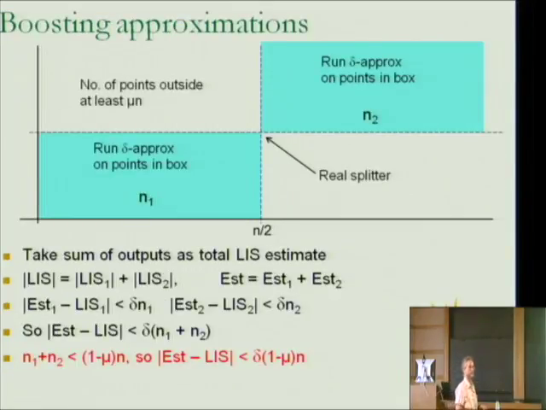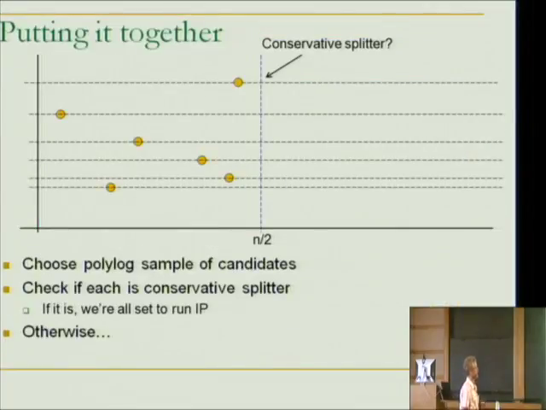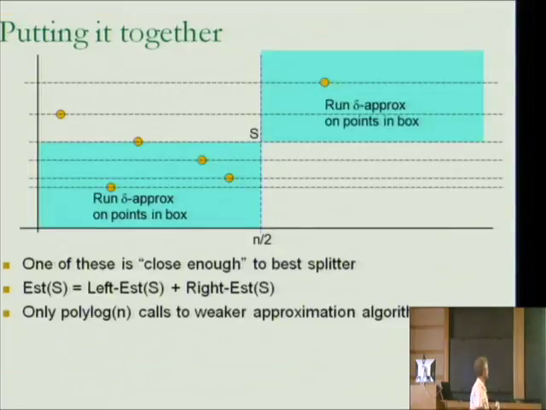so this is if we knew the real splitter. But we don't know the real splitter, but we can just guess it, meaning we take a polylog and sample candidates for splitters, and for each one of them we do this. Now, notice that you check if each is a conservative splitter. If any one of those is a conservative splitter, we're done. We can proceed with the first idea, and otherwise, one of these is close enough to the best splitter. So for each one, we do the recursive algorithm.